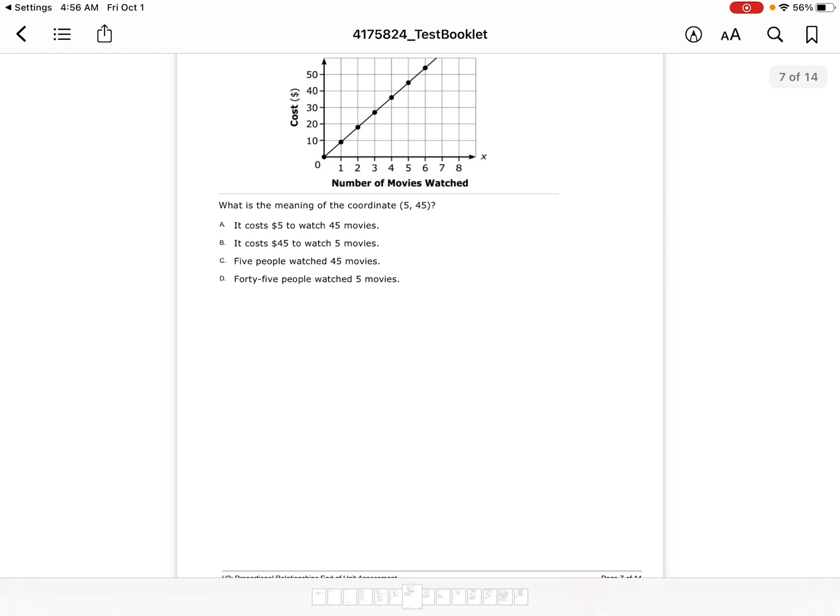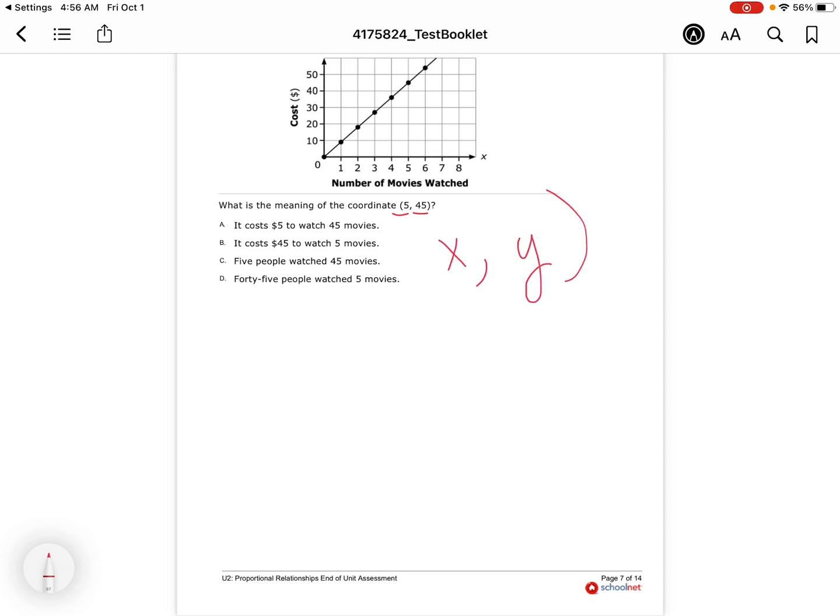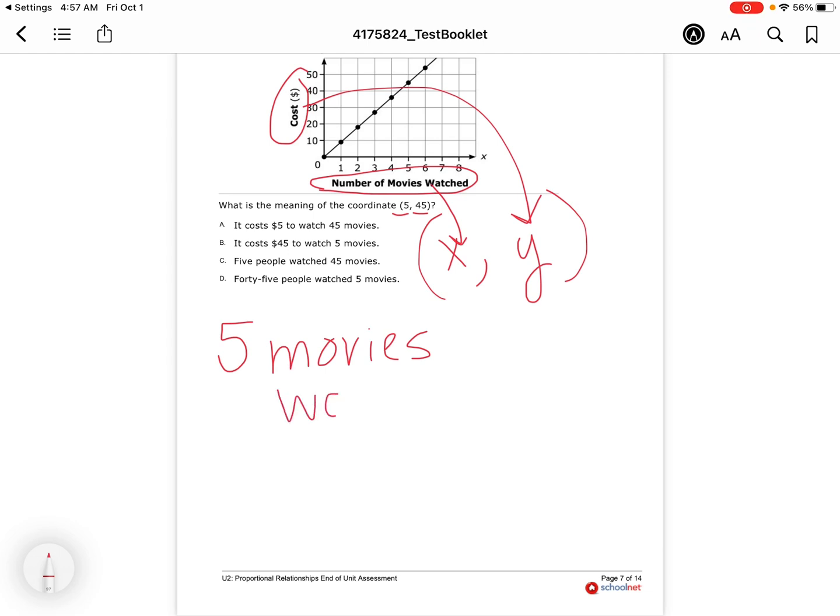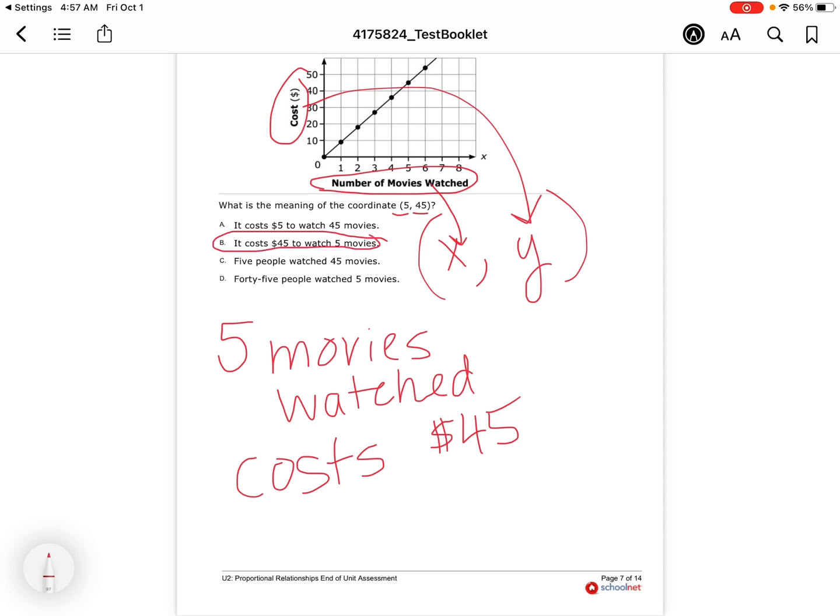This one, they want to know what's the meaning of coordinate (5, 45). So 5 is my X and 45 is my Y. And I know my X is the number of movies watched, and I know my Y is the cost. So I know 5 movies were watched, and it costs $45. So it says it costs $45 to watch 5 movies. So it should have been B.